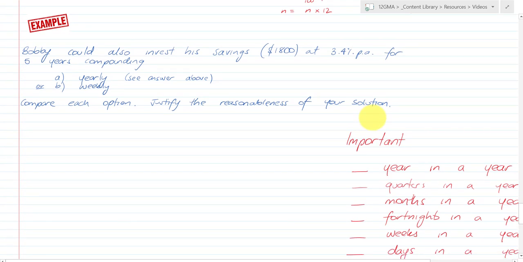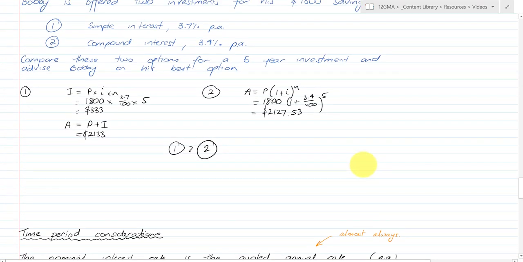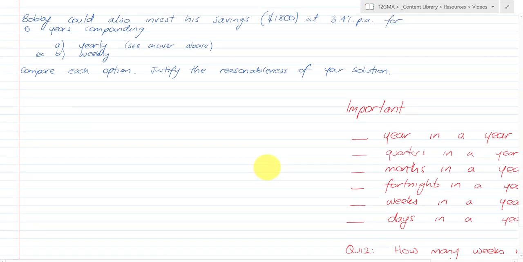Bobby could also invest his savings, so this is a follow-on from the last video, of $1,800 at 3.4% per annum for 5 years compounding yearly or weekly. So I'm just going to shoot up here, and we'll grab the solution that we got for Bobby investing yearly. This was part 2, so that was our solution for the yearly investment. We'll copy that and paste it here.